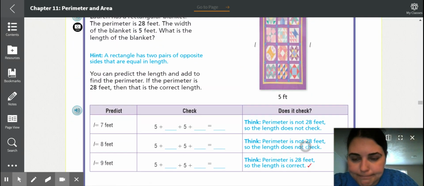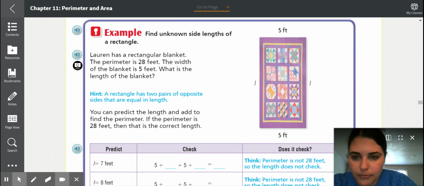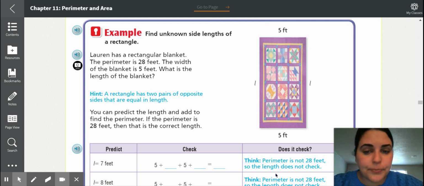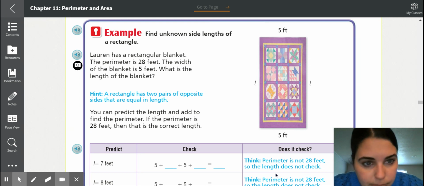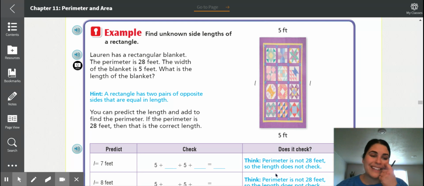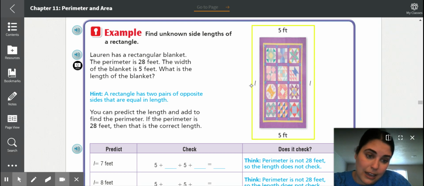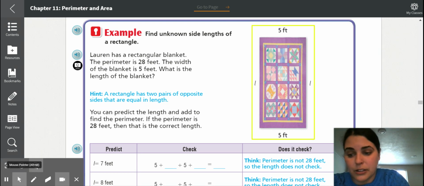Okay, turn your page. And we're going to talk about this rectangle here. So before we even start, what do we know about a rectangle? We know that opposite sides are the same length. So just looking at this rectangle here, if this side is 5 feet, this side is 5 feet. We don't know what this side is, but when we figure it out, we'll know it's going to be the same as that side.